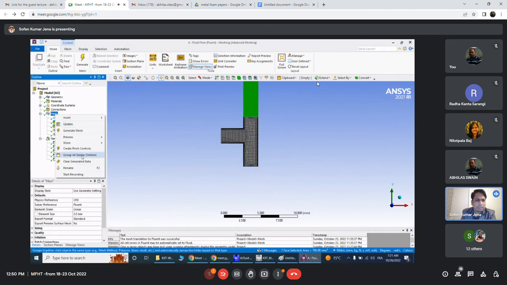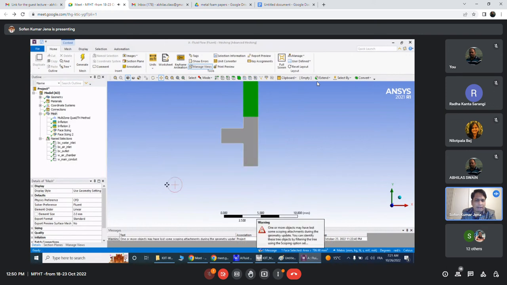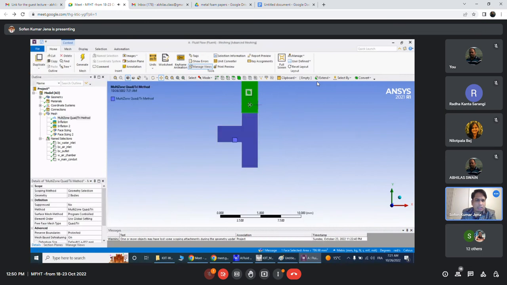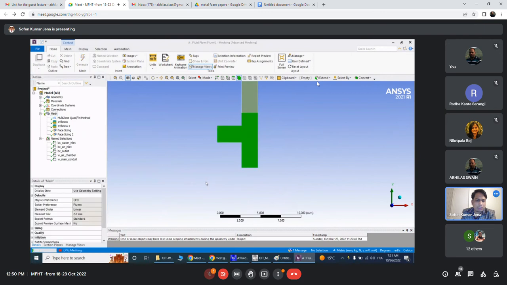Let's clear the meshing. Let's see it from the beginning. Clear generated data. Okay. Now my mesh is clear. Okay, now generate the meshing. Let's see how much time it is taking. So you can generate it.